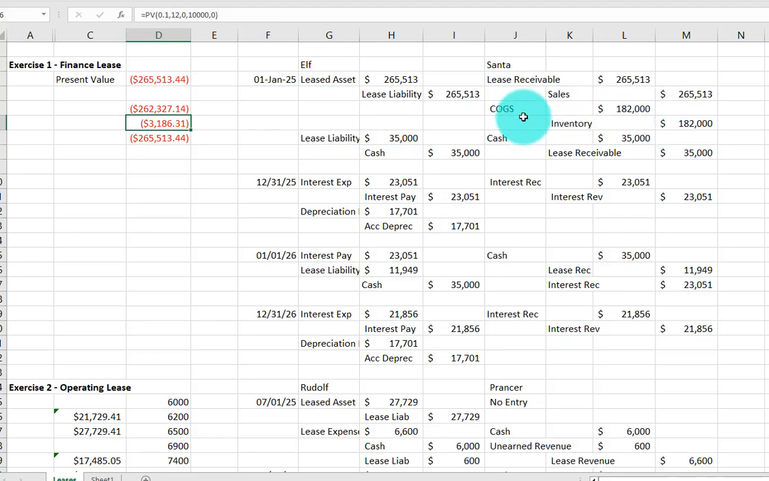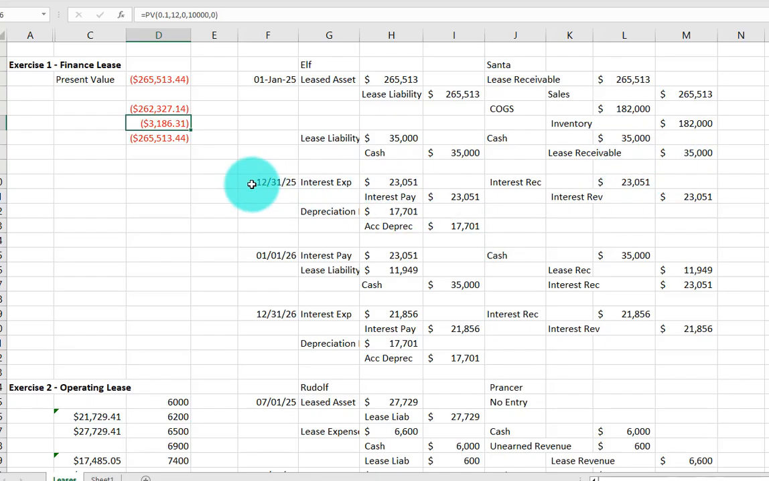We record inventory and cost of goods sold on the seller side. Then the first payment is made immediately, so that is all debited to the lease liability and credited to cash, or credited to lease receivable, debit cash.